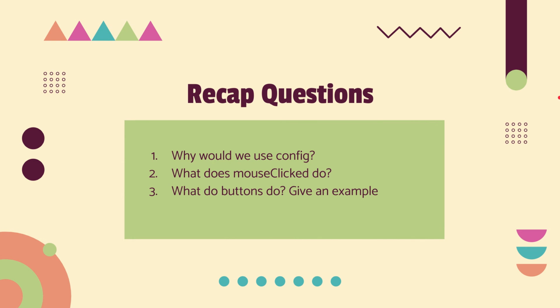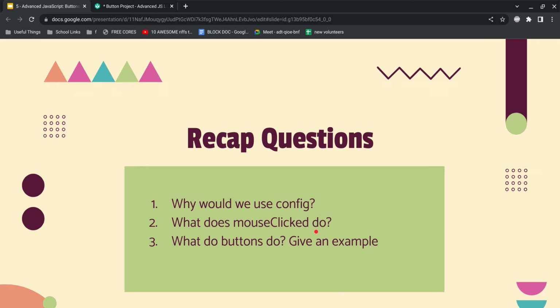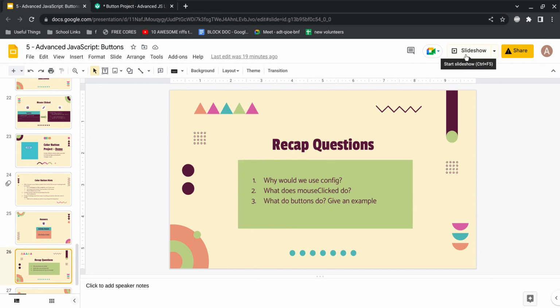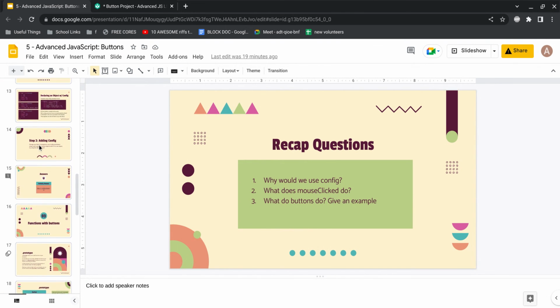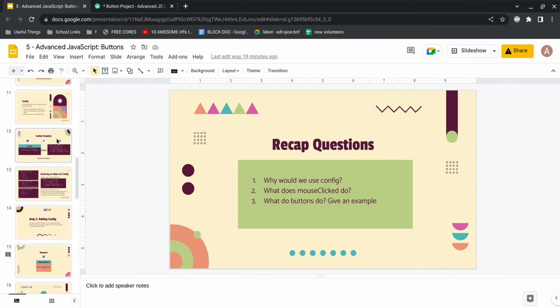So there are 3 questions. First of all, why would we use config? Second of all, what does mouse clicked do? And then third of all, what do buttons do? And give an example. Now pause the video and try to answer all 3 of these questions, and then we'll go over all 3 of the answers. Okay, let's go over all the answers. So config is basically, let's go back to the slide so we can go over that.